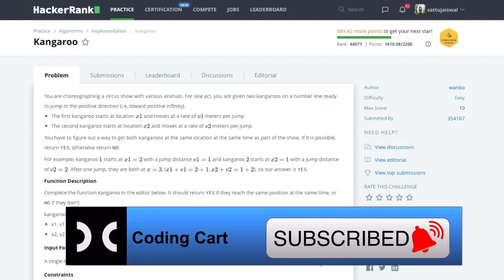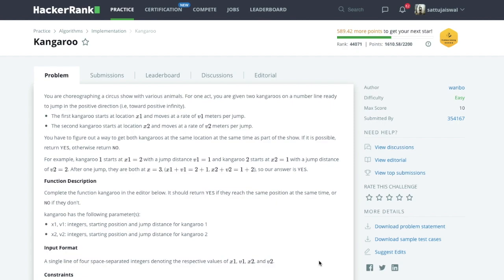So in this session we will try to understand one algorithm problem. You can see here the problem name is kangaroo. Let me first explain this problem in a simple way, what they are saying.